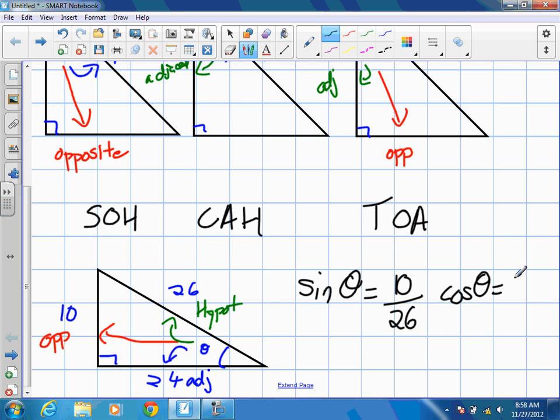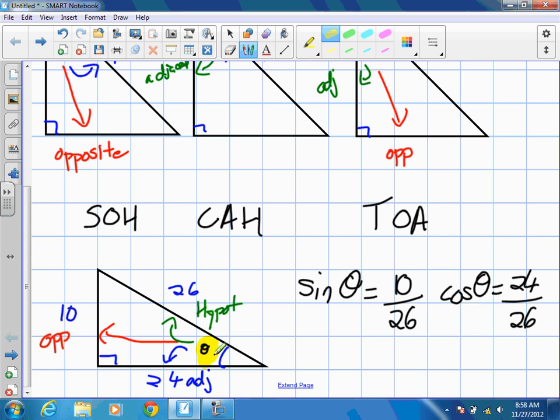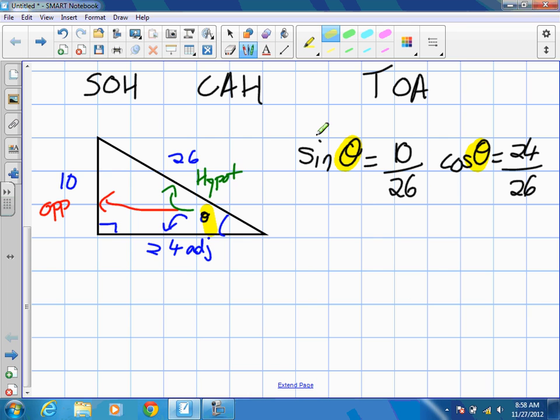Adjacent, which is 24, divided by 26. So, notice that we're actually solving for the exact same angle. We're solving for the exact same angle in this question, but our ratios are different depending on whether we're using sine or cosine. We're going to see if we end up with the same answer when we go through this. So, we have the ratio. I need to isolate the angle.